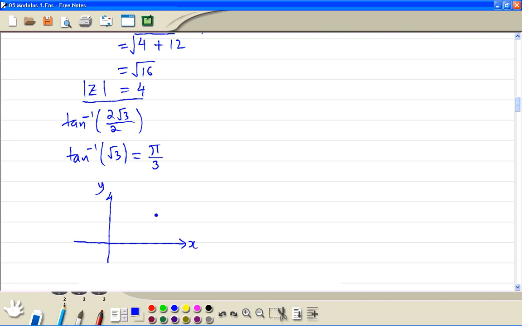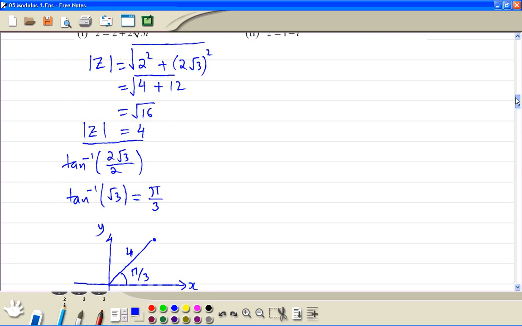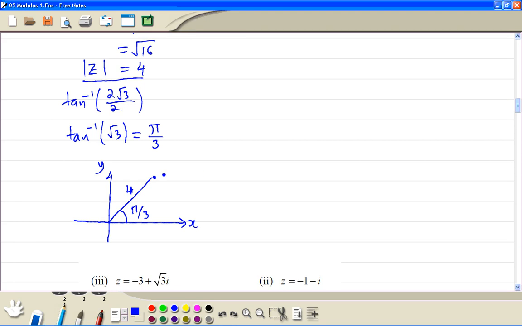Now we've got the complex number: the angle with the positive x-axis is pi over 3 and its length is 4. So this is the original number, 2 plus 2 root 3i. This is the Cartesian form. And this is the modulus and argument form.